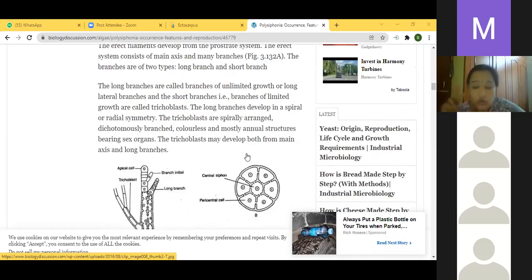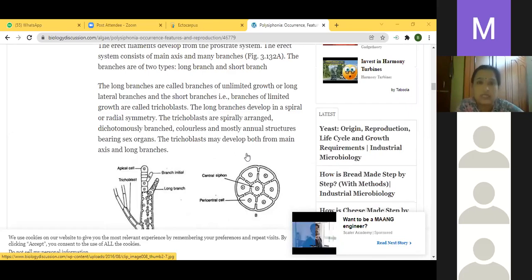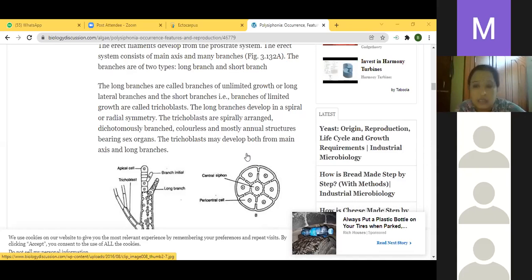See, two branches are there, no, in the erect system. Tell me what type of branches are there in the erect system? Girls, how many branches are there in the erect system? Two types. What are they? One is a long and the second one is a short branch.